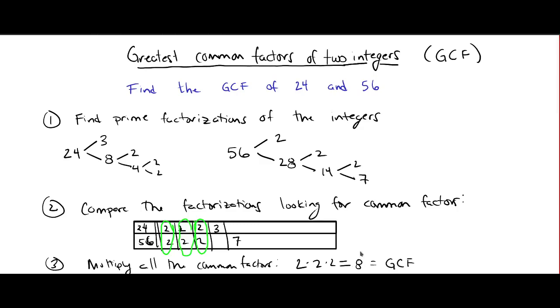So the 8 is the greatest common factor of 24 and 56. It's the biggest integer that goes into 24 and 56 evenly.